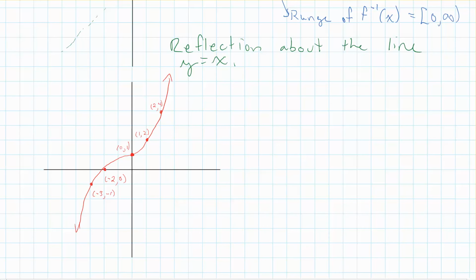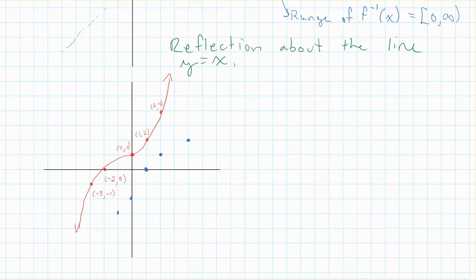Okay, so now that I have those points labeled, I'm going to sketch the inverse function, but I'm going to plot the points. And remember, what do we do for inverse functions? We swap x and y. So 0, 1 would go to 1, 0. 1, 2 would go to 2, 1. 2, 4 would go to 4, 2. Negative 2, 0 would go to 0, negative 2. Negative 3, negative 1 would go to negative 1, negative 3.